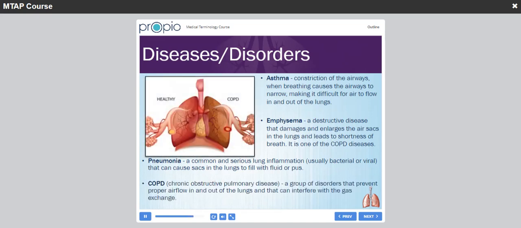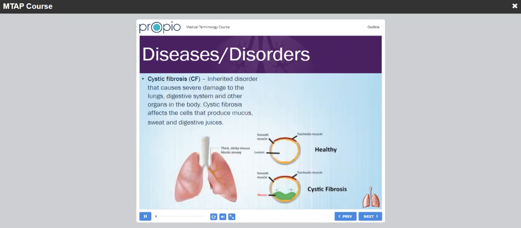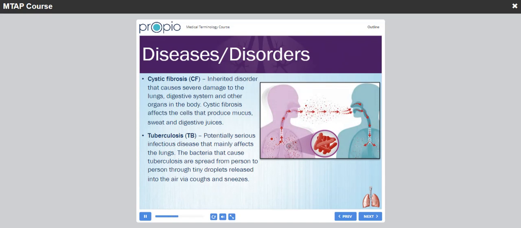Cystic fibrosis, CF, is an inherited disorder that causes severe damage to the lungs, digestive system, and other organs in the body. Cystic fibrosis affects the cells that produce mucus, sweat, and digestive juices. Tuberculosis, or TB, is a potentially serious infectious disease that mainly affects the lungs. The bacteria that cause tuberculosis are spread from person to person through tiny droplets released into the air via coughs and sneezes. Lung cancer. Lung cancer is a type of cancer that begins in the lungs.